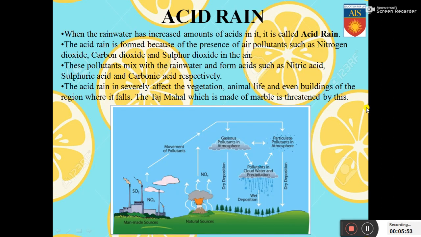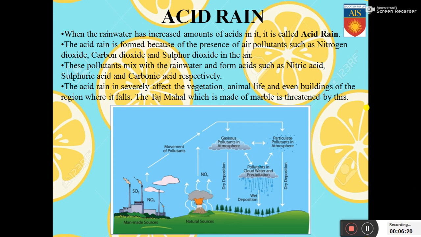Now we will have a look at what is acid rain. When the rainwater has increased amounts of acids in it, it is called acid rain. The acid rain is formed because of the presence of air pollutants such as nitrogen dioxide, carbon dioxide and sulfur dioxide in the air. So what is acid rain?